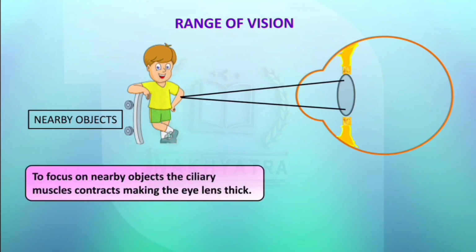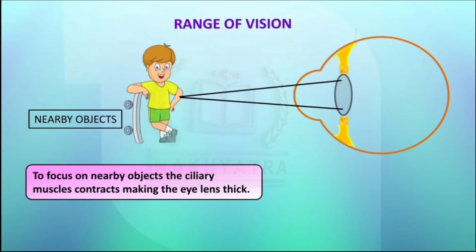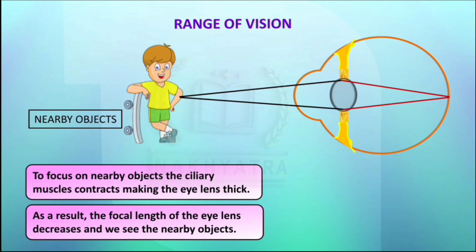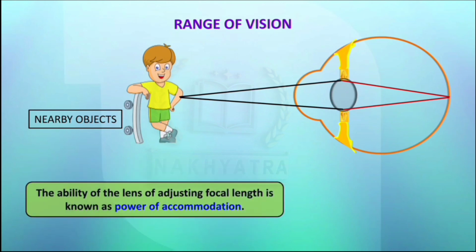Now let us see how we can see nearby objects. To focus on nearby objects, the ciliary muscles contract, making the eye lens thick. As a result, the focal length of the eye lens decreases and we see the nearby objects. The ability of the lens of adjusting focal length is known as power of accommodation. So power of accommodation means the ability of the lens of adjusting the focal length.